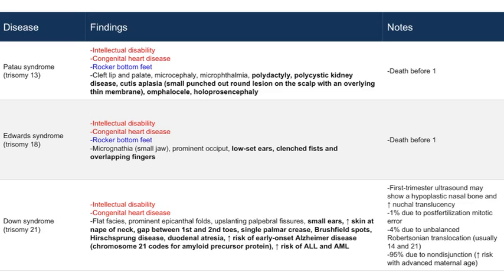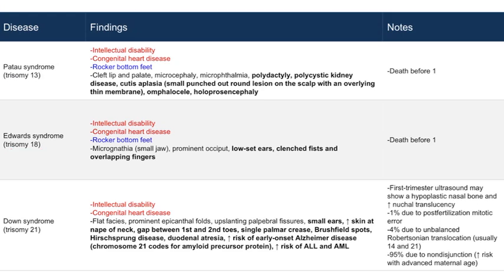genetics. There are three that you need to be familiar with for step 1, and they include Patau syndrome, Edwards syndrome, and Down syndrome. Trisomy just means that there's an extra chromosome, which usually occurs as a result of maternal meiotic non-disjunction. So for example, trisomy 13 means there are 3 copies of chromosome 13 instead of 2. Trisomy 18 means there are 3 copies of chromosome 18. And trisomy 21 means there are 3 copies of chromosome 21.